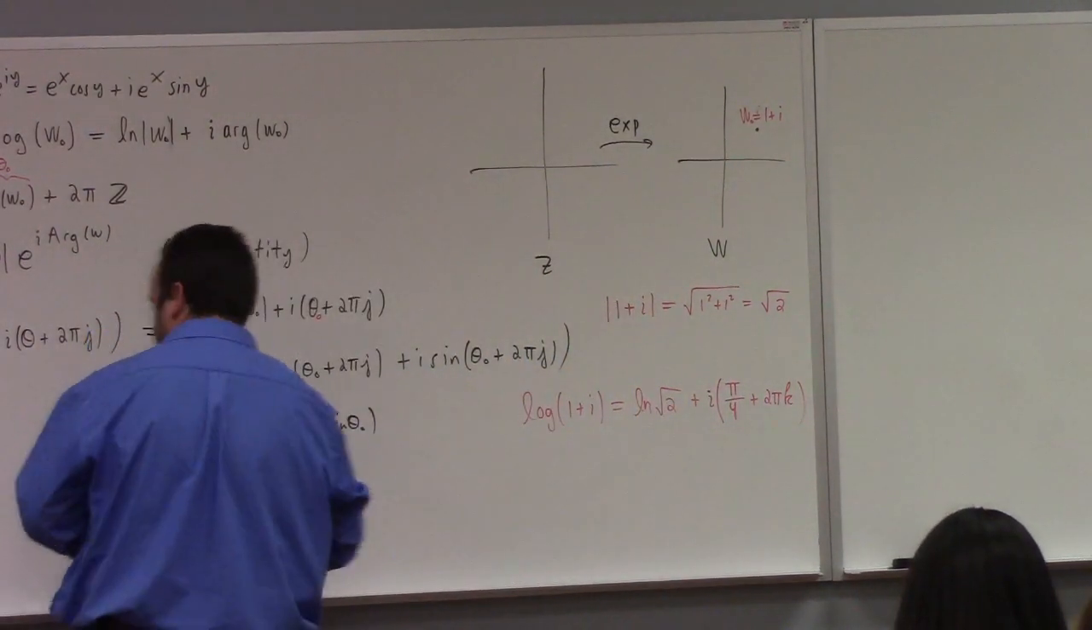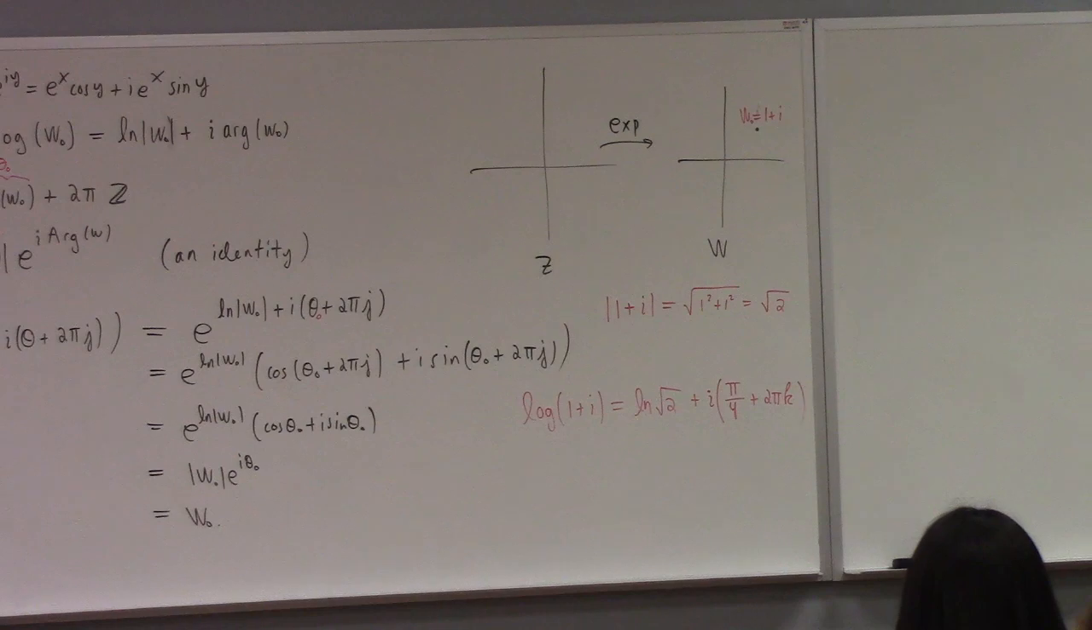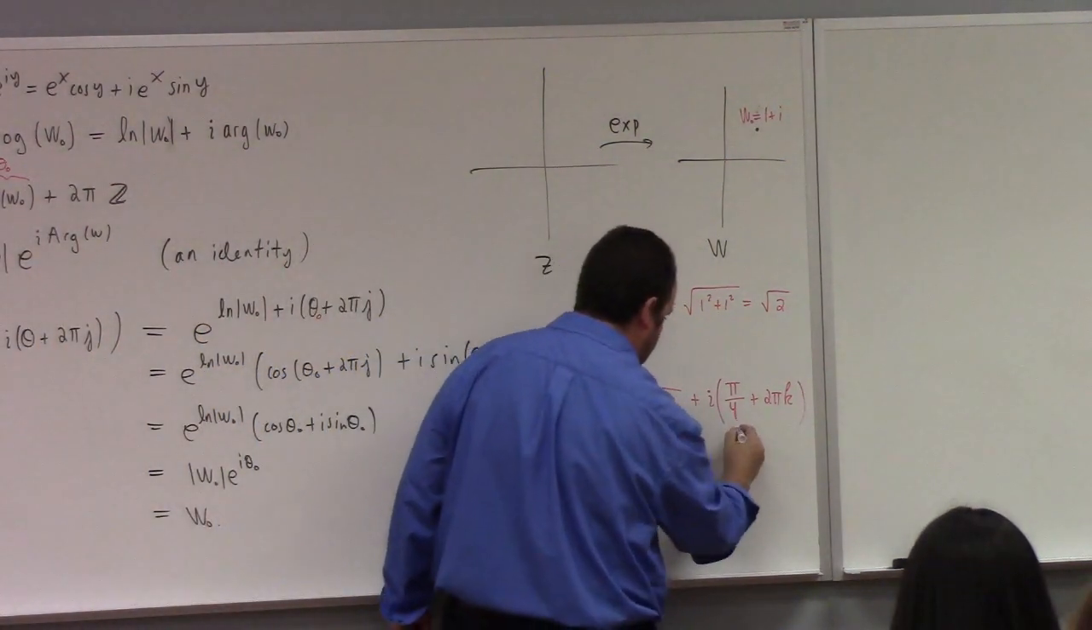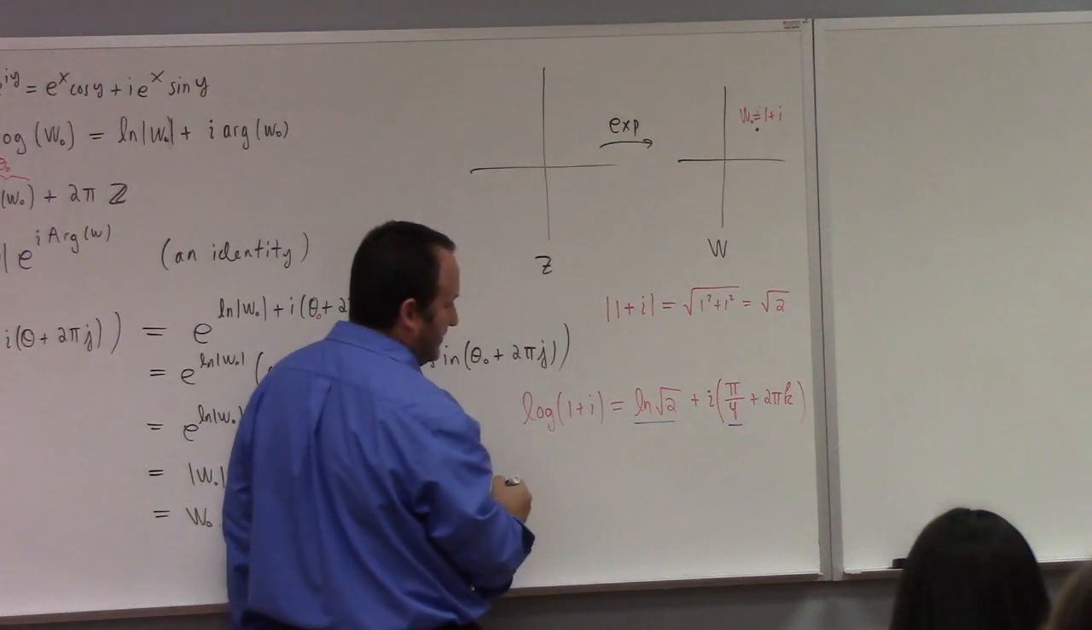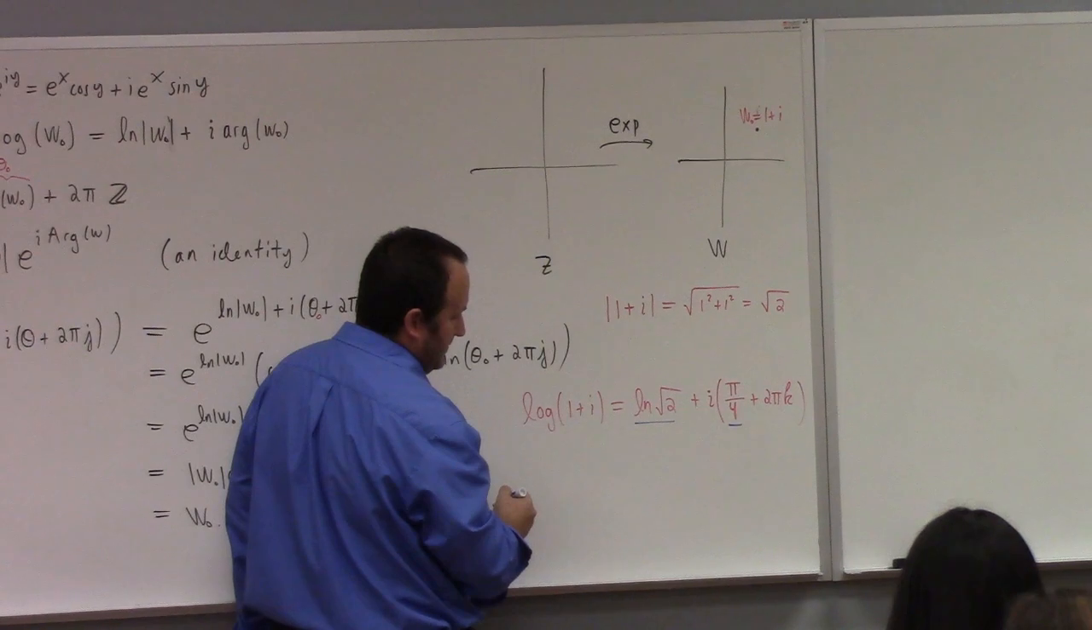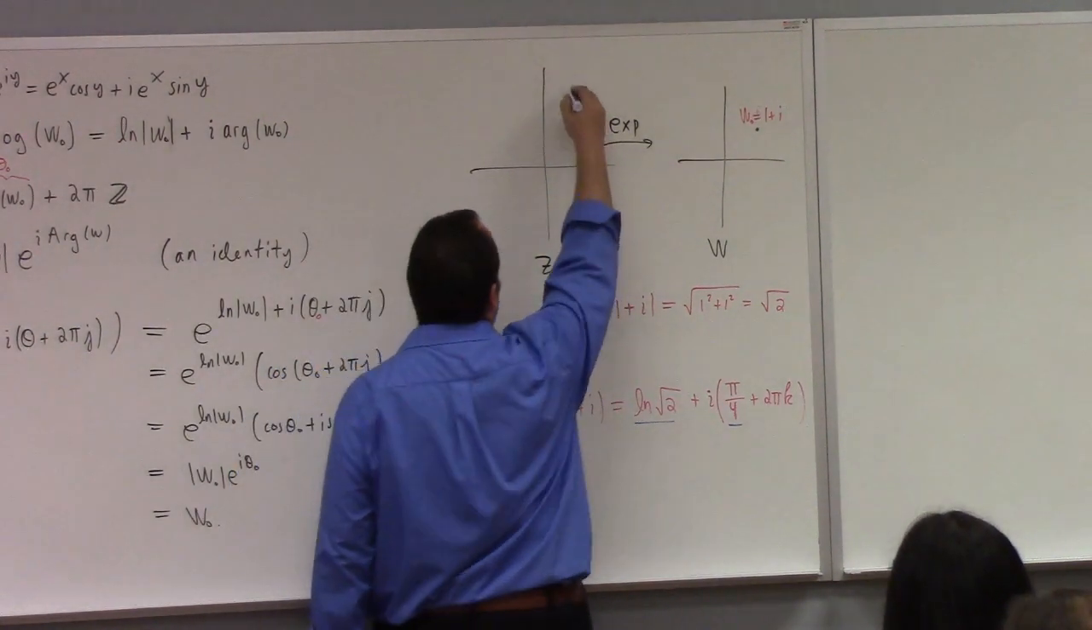So going backwards and spending entirely too much time on this example, natural log of the square root of 2 plus i pi over 4 is like, I don't know, where is that? 0.6-ish, it's somewhere in here, let's say.